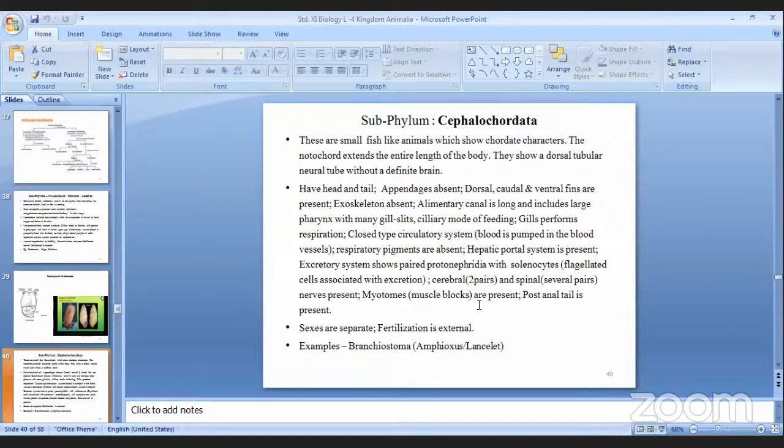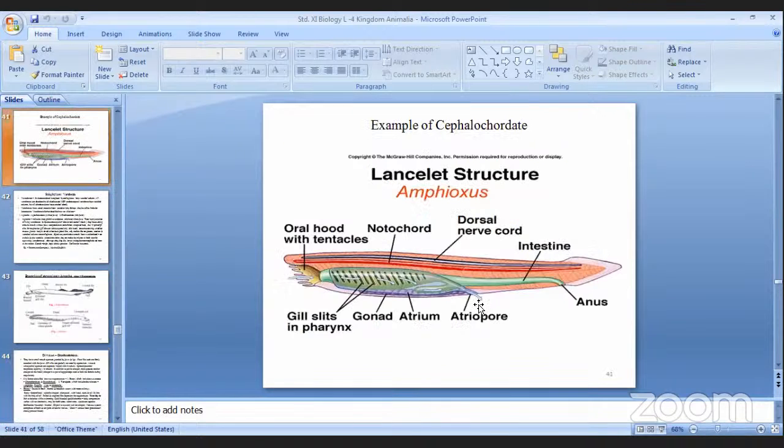So these are the general characteristics of the subphylum Cephalochordata. Then in this, sexes are separate and fertilization is external. Examples: Branchiostoma, that is Amphioxus or lancelet. See here, like this they look. This is the Amphioxus or lancelet structure. You can see here the notochord is the full length of the body.